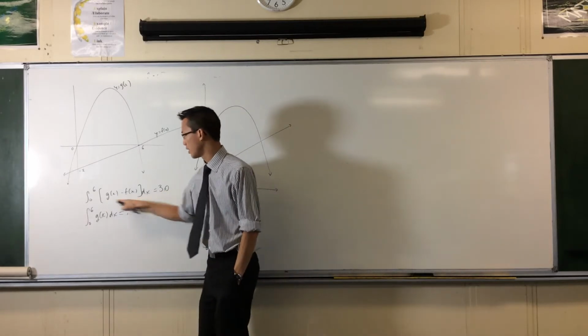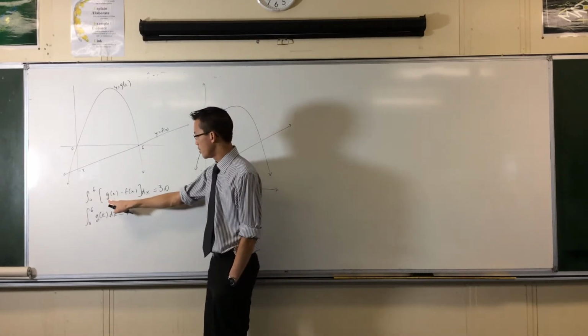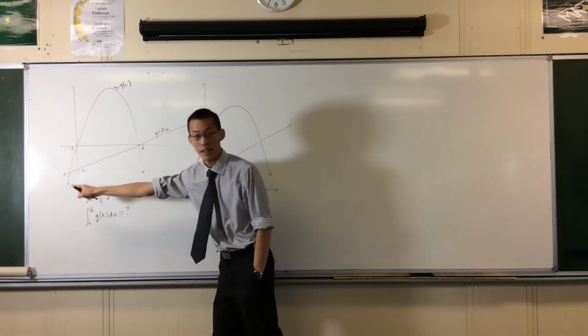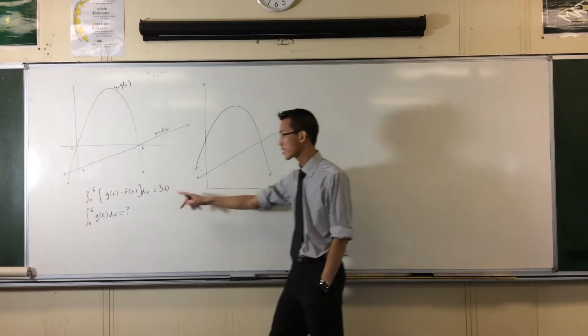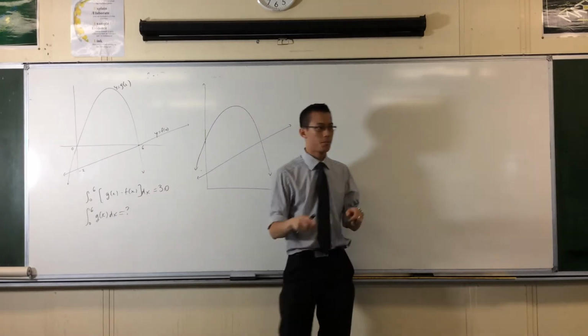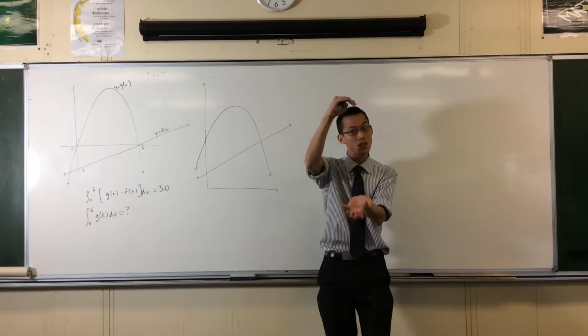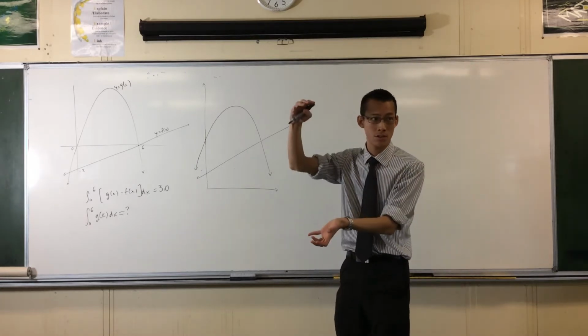What's this thing telling you here? What's this telling you? g minus f. That's this parabola minus the straight line, right? Now, when you subtract one function from another, you don't just get area beneath the curve. You get the area between two curves, if you remember that from when you first were introduced to integration.